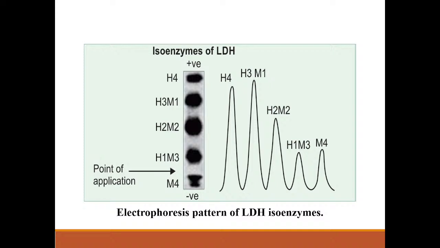And what is the right side? That is how much proportion is present, that is called the densitometric analysis of the electrophoretic pattern. Because in electrophoresis you give the band, but you also have to show the proportion, how much is present, and that is done by the densitometric analysis.